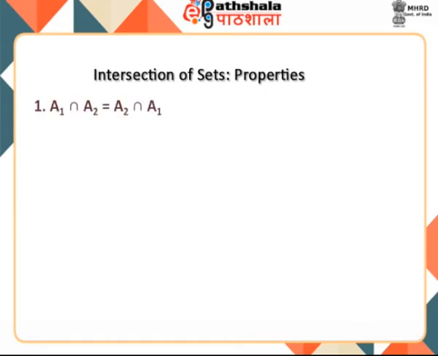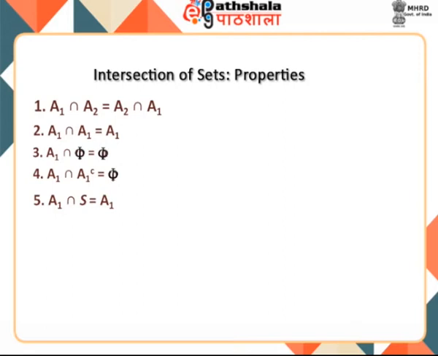1. A1 intersection A2 is equal to A2 intersection A1. 2. A1 intersection A1 is equal to A1. 3. A1 intersection phi is equal to phi. 4. A1 intersection A1 complement is equal to phi. 5. A1 intersection S is equal to A1. 6. If A1 is a subset of A2, then A1 intersection A2 is equal to A1.